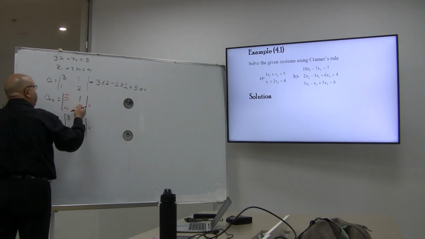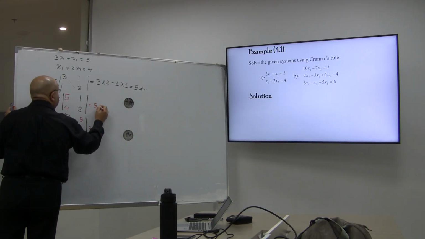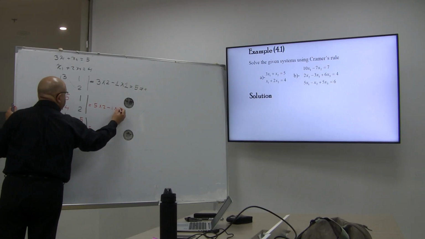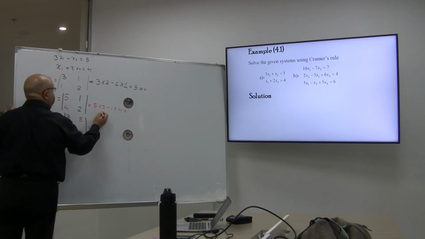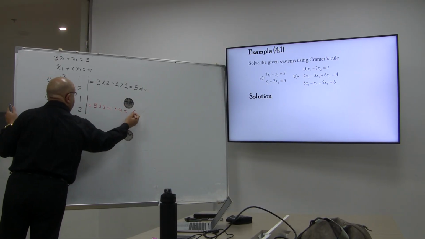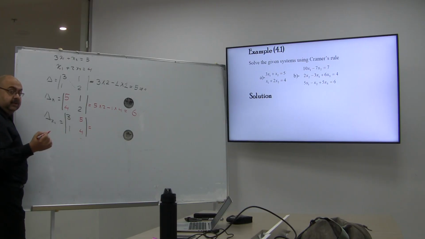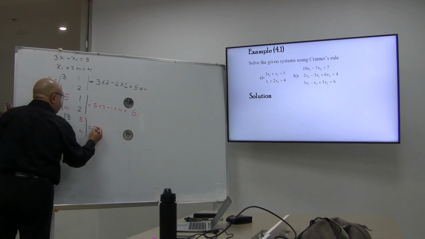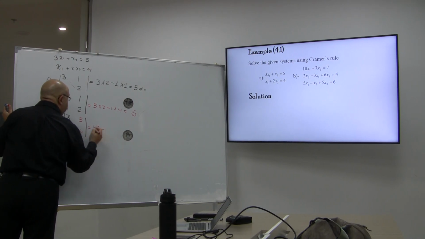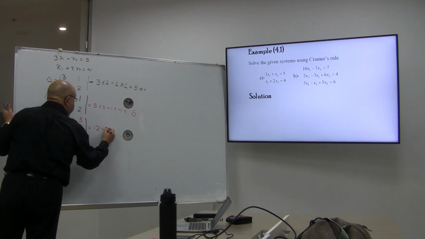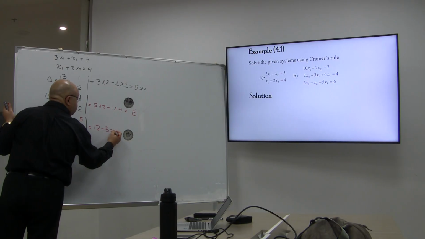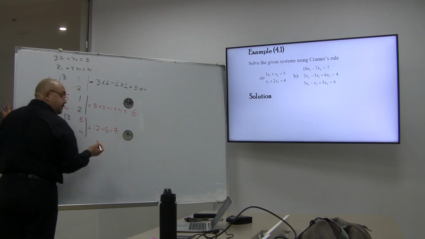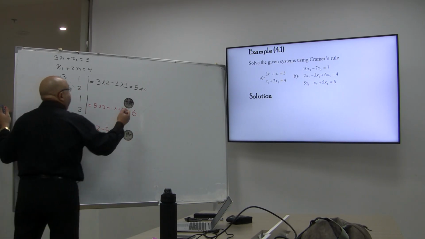So it's going to be 5 times 2 minus 1 times 4. 5 times 2 is 10 minus 4, so the result will be 6. Then I will determine the third determinant, which is 3 times 4 is 12 minus 5 times 1, which is 5. 12 minus 5, it's gonna come up to, I believe, 7. Now I have the results.